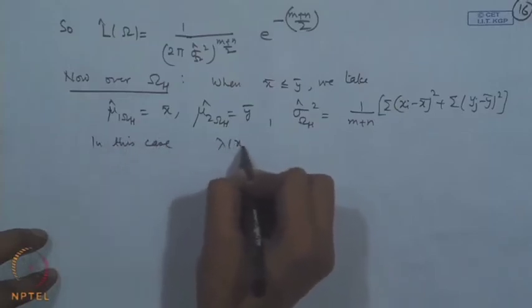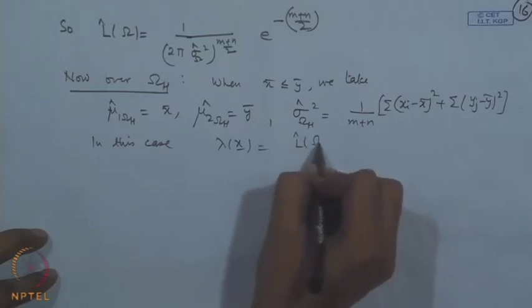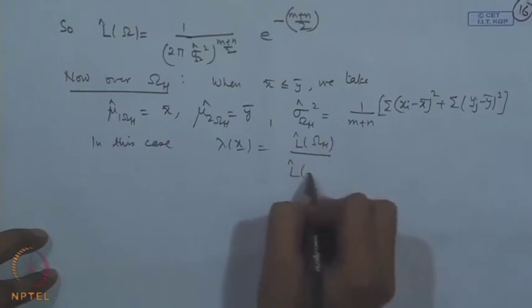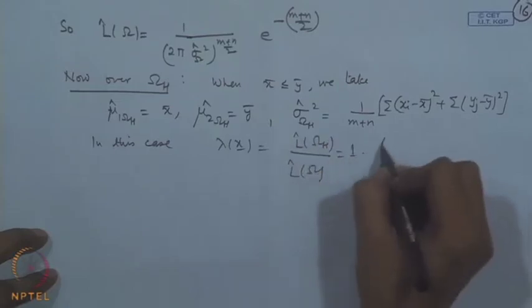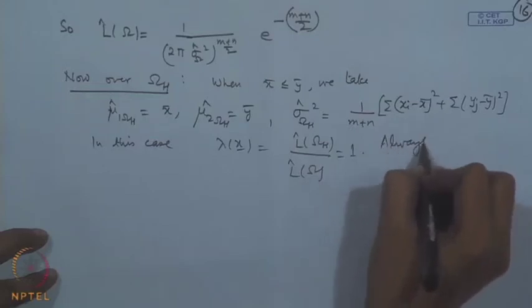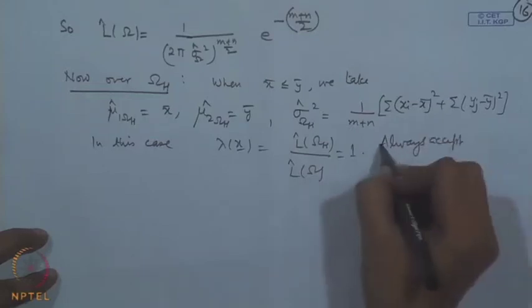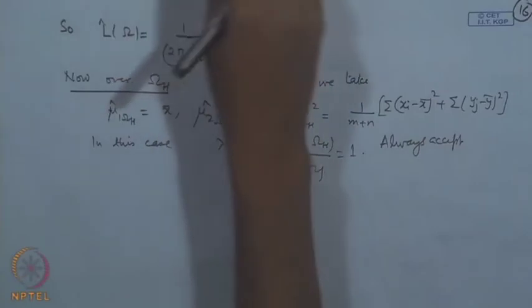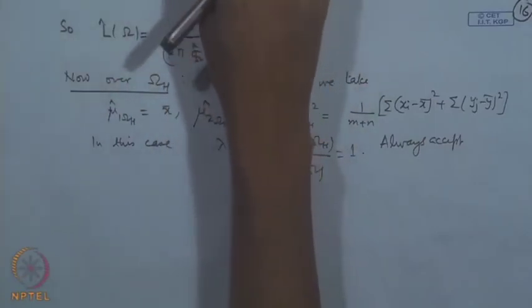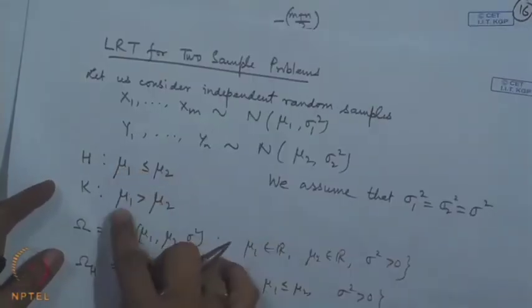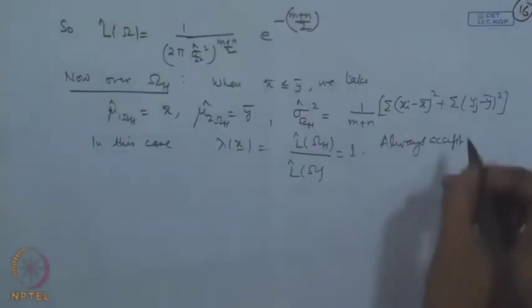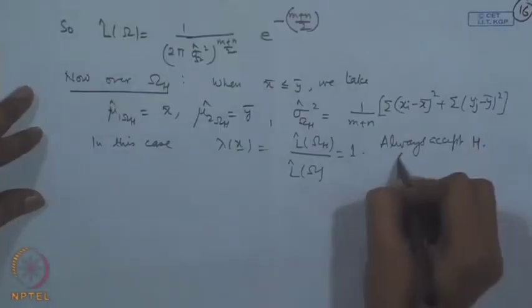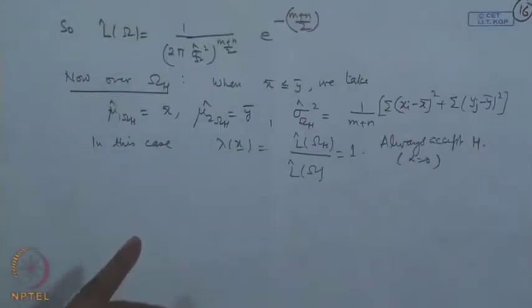In this case, the ratio L head omega h by L head omega is equal to 1. So, we always accept H. The hypothesis that I mentioned here, mu 1 less than or equal to mu 2 against mu 1 greater than mu 2. So, we always accept H. So, that is alpha is equal to 0.